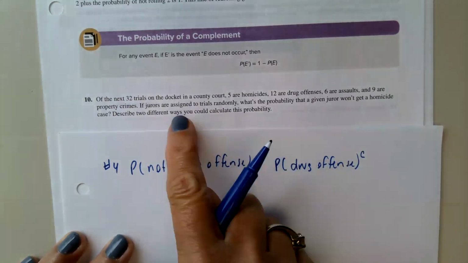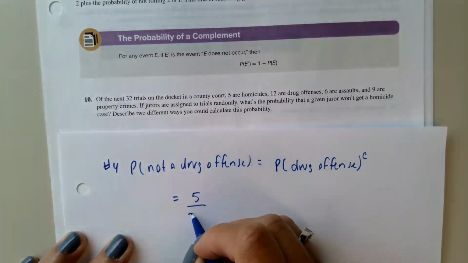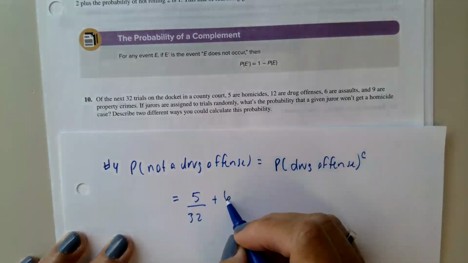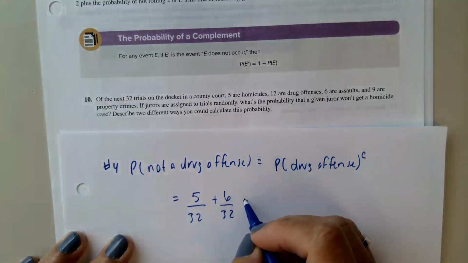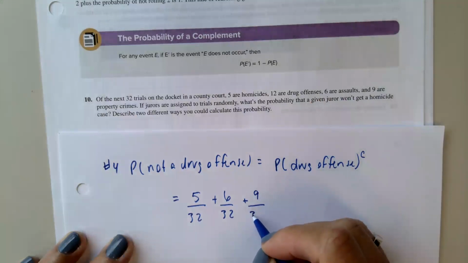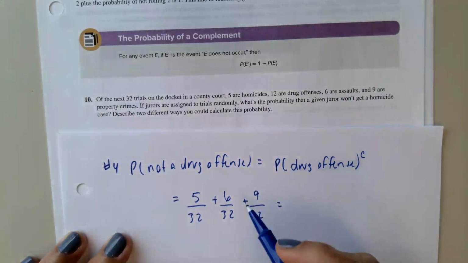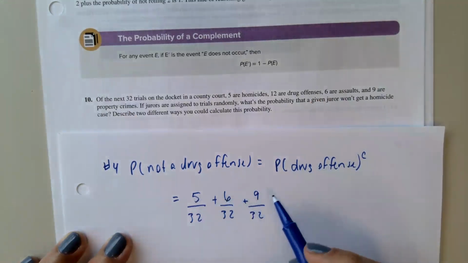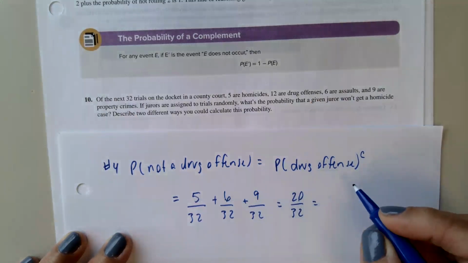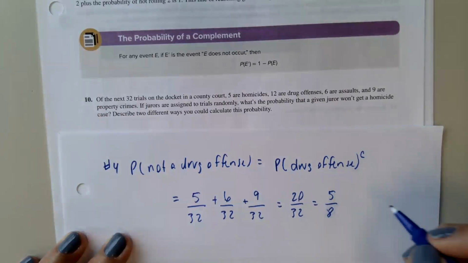So all the ones that are not a drug offense would be homicides are not a drug offense. So that would be 5 out of the 32 there. Plus 6 assaults are not drug offenses. 9 are property crimes. Those are not drug offenses either. So that would be 5 and 6 is 11 plus 9 is 20 out of 32. And we can divide 20 and 32 by 4 each. So that leaves us with 5/8.